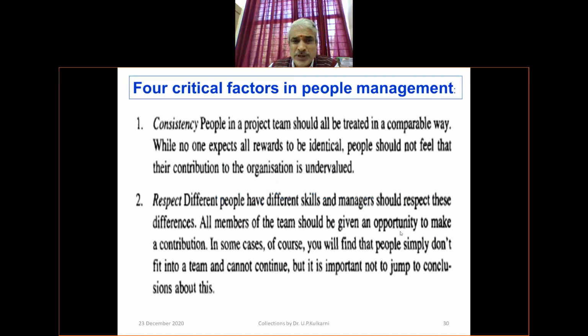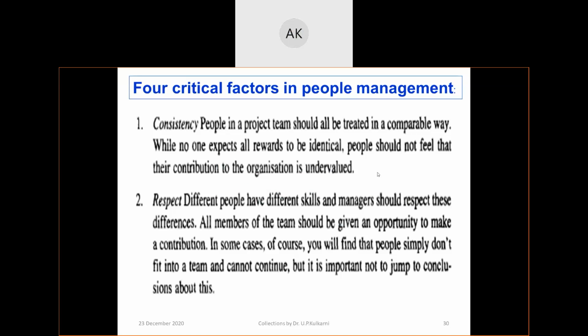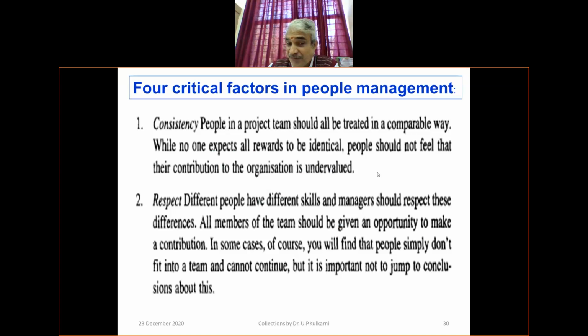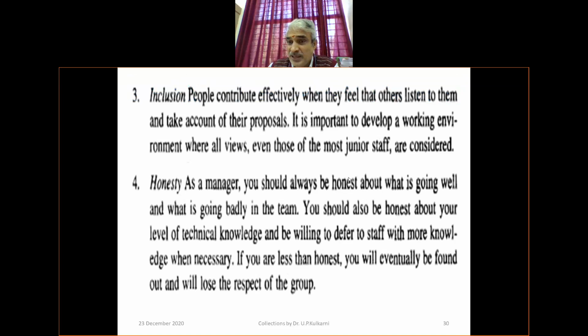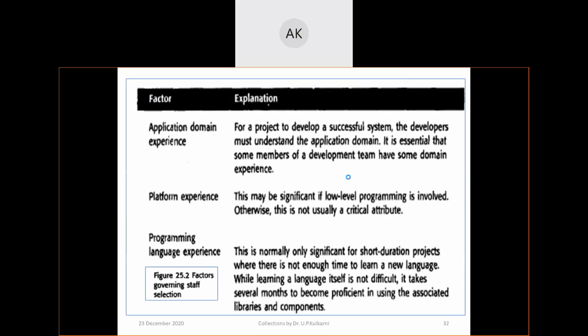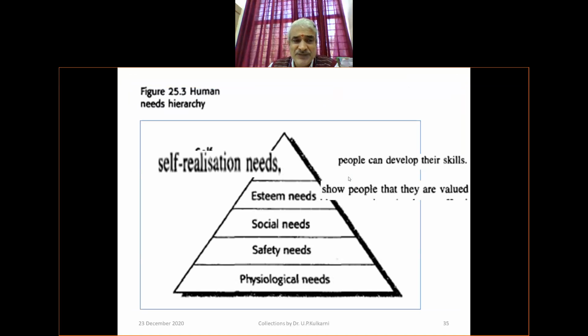Now let's quickly get into the critical factors affecting people management. Look at that: consistency, people in touch. That's one important thing. Now there are many aspects, so let's try to put everything in the form of a chart. Share human needs: psychological needs, safety needs, social needs, esteem needs. Please look into that.